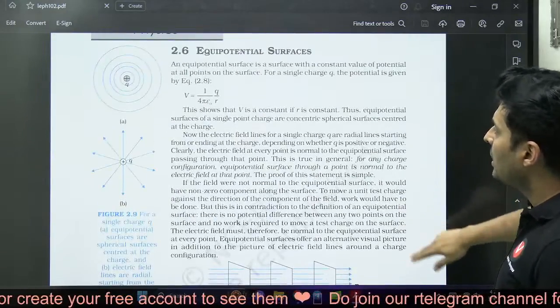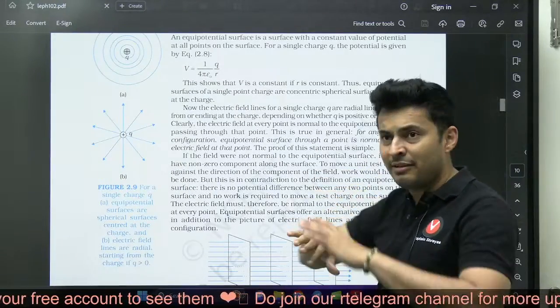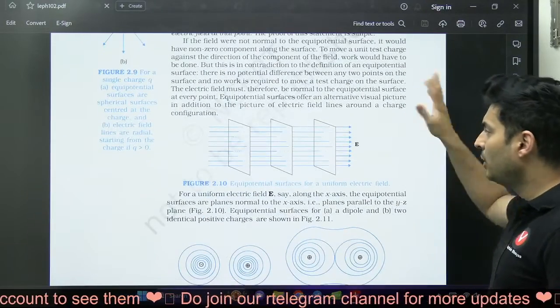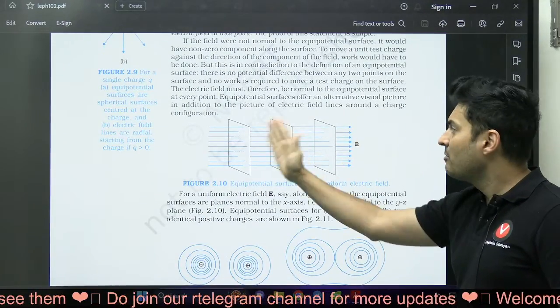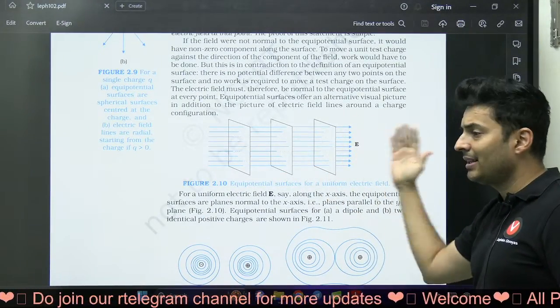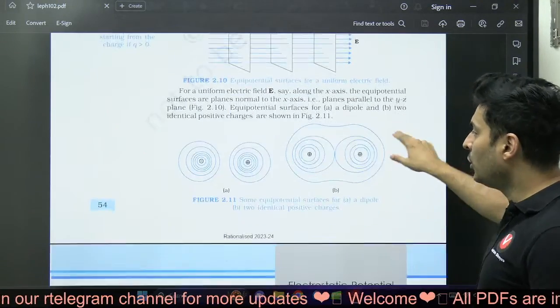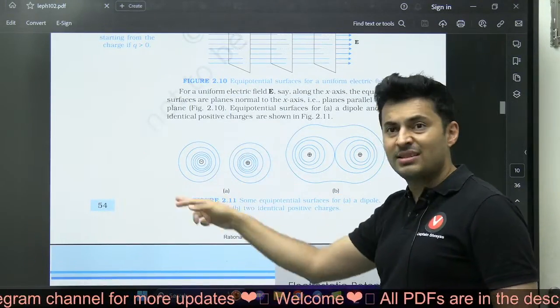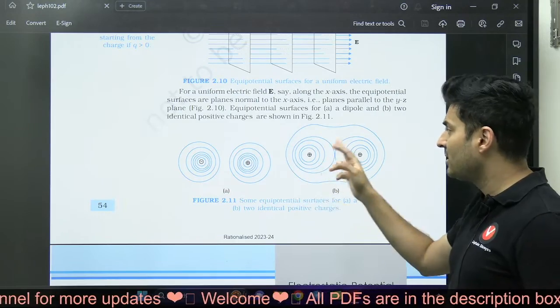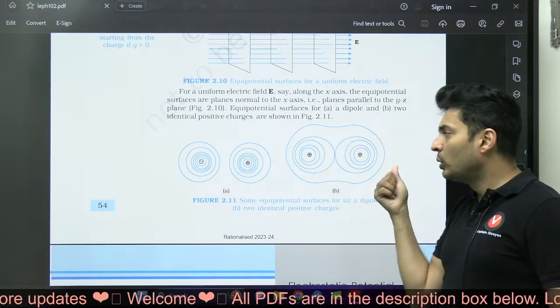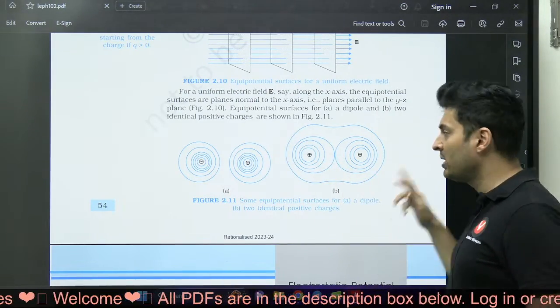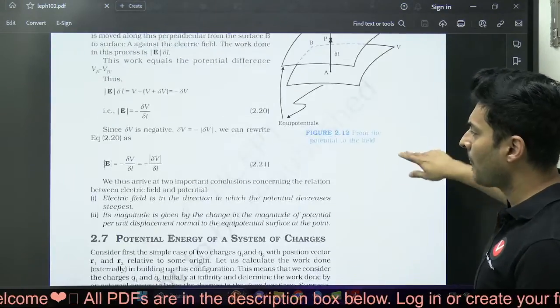Moving ahead, equipotential surfaces are those surfaces where the potential is constant. Due to a uniform field, the equipotential surfaces are parallel sheets, parallel planes. Due to a point charge, equipotential surfaces are spherical surfaces, and that too concentric spheres. Due to two positive charges, these are the equipotential surfaces. You should know that.